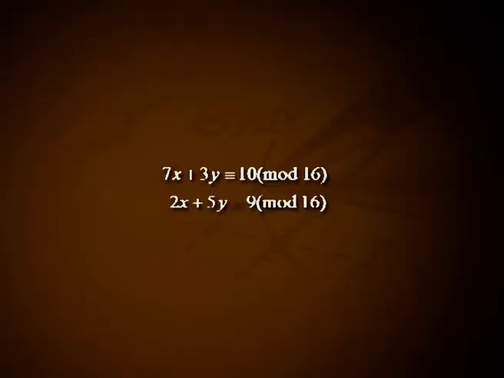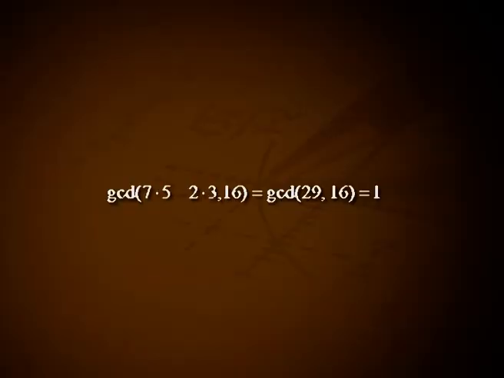Example 8. Illustration of Theorem 3. Solve the system 7x + 3y ≡ 10 mod 16, 2x + 5y ≡ 9 mod 16. Solution. Because gcd(7·5 - 2·3, 16) = gcd(29, 16) = 1, by Theorem 3, a solution exists. It is obtained by the method developed in the proof of the above theorem.